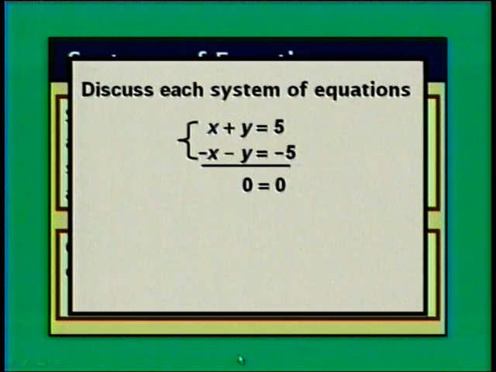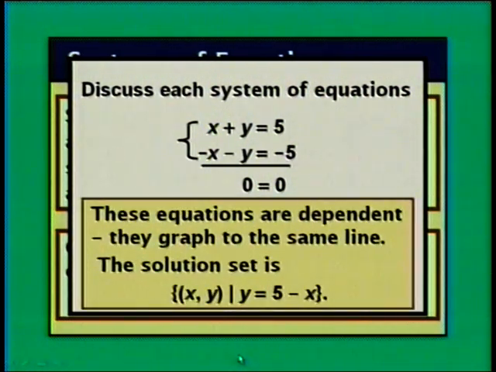It must be the case that these two equations graph to the same line, and every point on that line satisfies the system. These equations are called dependent because they graph to the same line. The solution set is the set of points x, y, where the y-coordinate equals 5 minus x. I got that formula by solving this first equation for y.